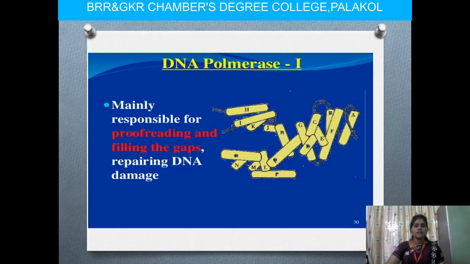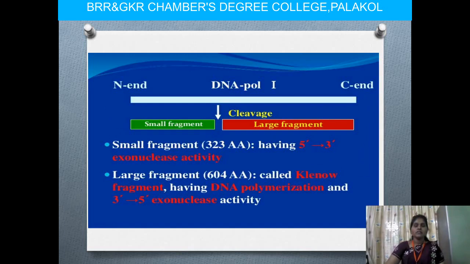If we have a DNA polymerase, it has an N terminal and a C terminal. If there is any cleavage, it is divided into two fragments: one is the large fragment and the other is the small fragment. The small fragment has 5' to 3' exonuclease activity, and the large fragment, the Klenow fragment, has DNA polymerization activity and 3' to 5' exonuclease activity.